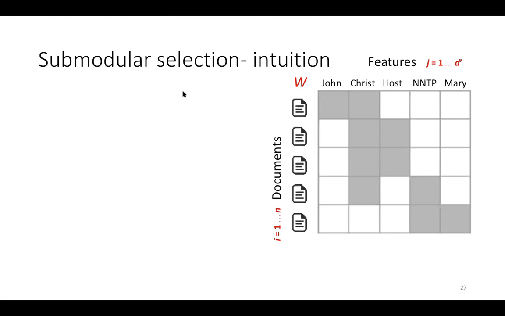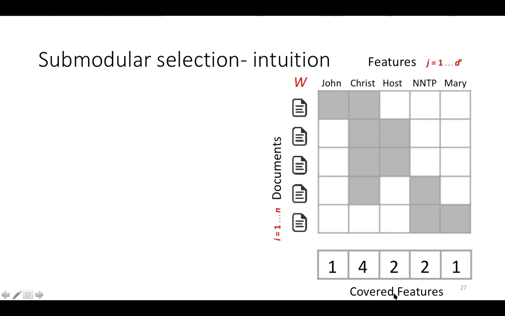So the covered feature, that's what Srithindra pointed out. The coverage of each feature is noted down in the cells below. Okay. Christ covers 4 instances. Host covers 2. NNTP covers 2. Mary covers 1. And John covers 1.